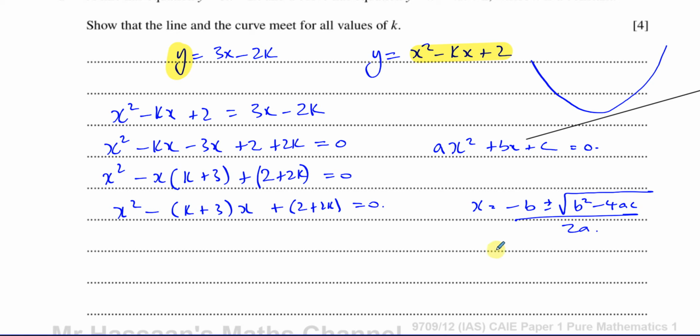Here we're not asked to find any points of intersection or anything like that. We're just asked to show that the curve and the line meet for all values of k. So what we've got to consider here is what's called the discriminant, which is this part here. It's called the discriminant because it discriminates between the number of solutions that a quadratic equation has.